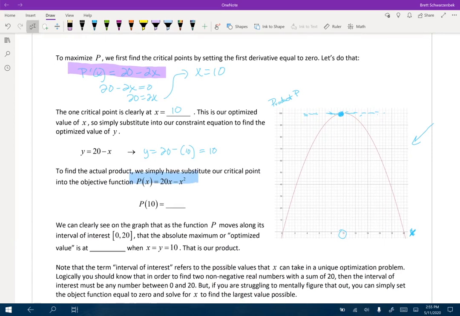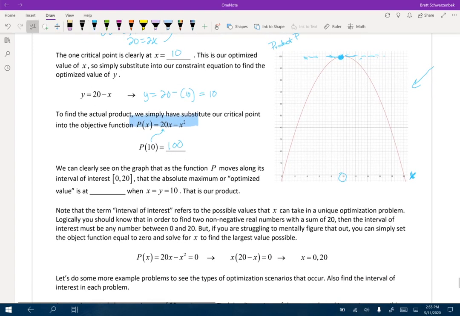You can also find that product by simply subbing the number 10 into our equation over here. You're going to get 200 minus 100, which is 100. So just as a summary, it says right here, we can clearly see on the graph that the function p moves along its interval of interest. I'll define this in a second. 0 to 20. That the absolute maximum or optimized value is at 100 when x equals y equals 10.